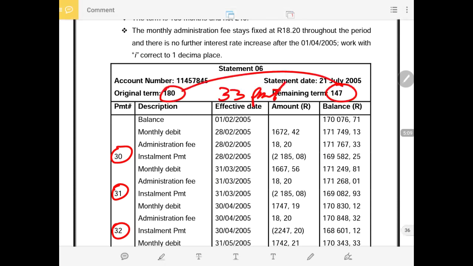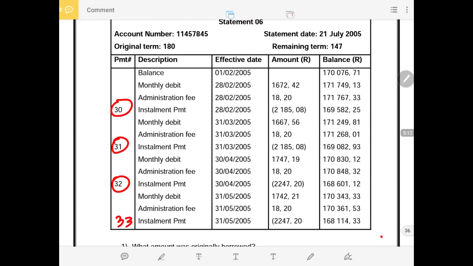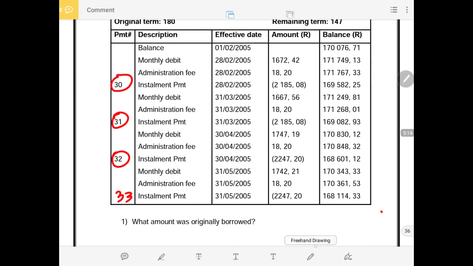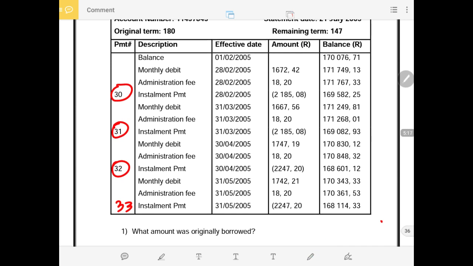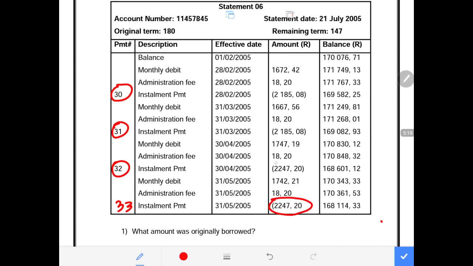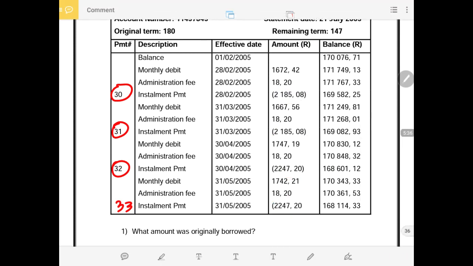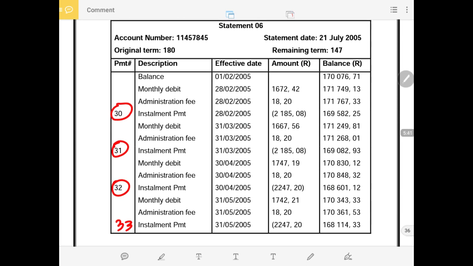33 PMTs have been made. You'll also see why I'm saying 33 was also made as a payment, because there is a payment amount being negative, there is another payment amount, and another payment amount. So these are the four payments in this statement. I just forgot to write payment number 33. I'm just noting that now. Apologies for that. Now we go on to analyze the opening balance and the payments that took place.